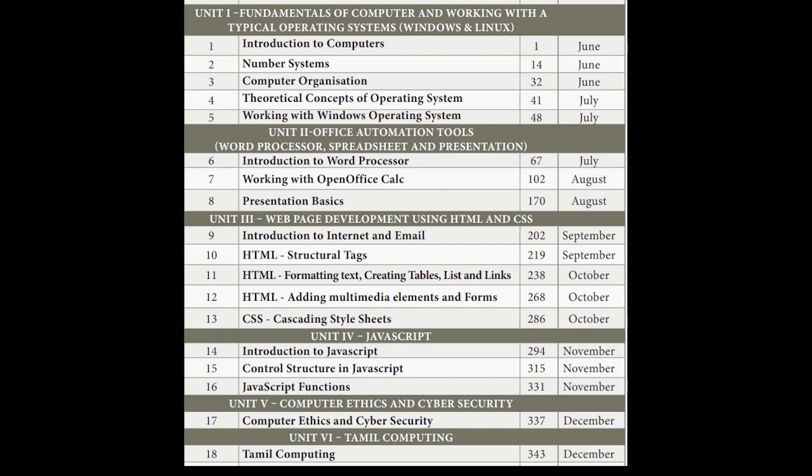And before that, we saw the fundamentals of computers and working with the typical operating systems, Windows and Linux, right? Here we saw the introduction to computers, number system, and computer organization. And then we saw the theoretical concepts of operating systems and working with the Windows operating system, right?